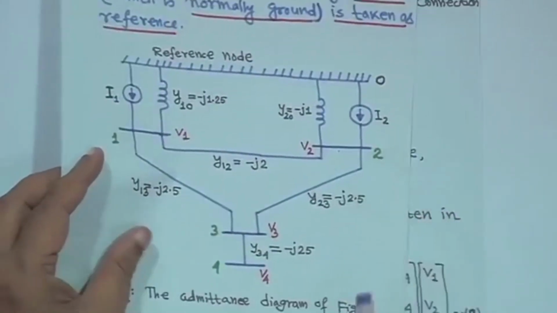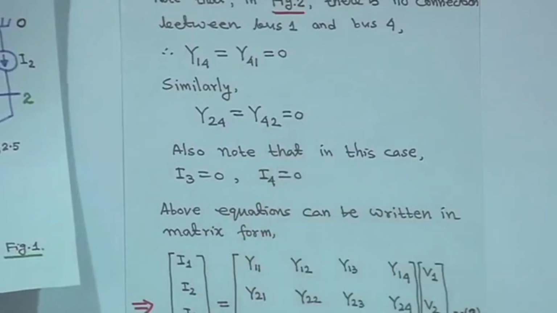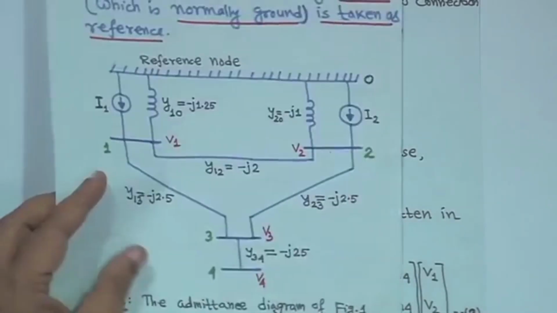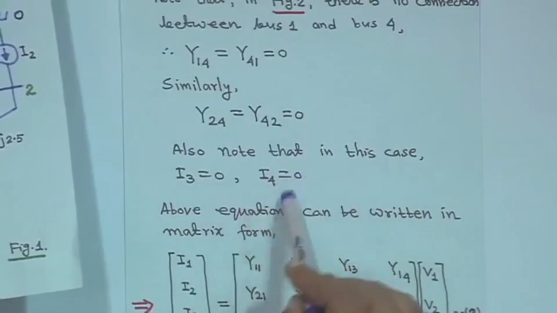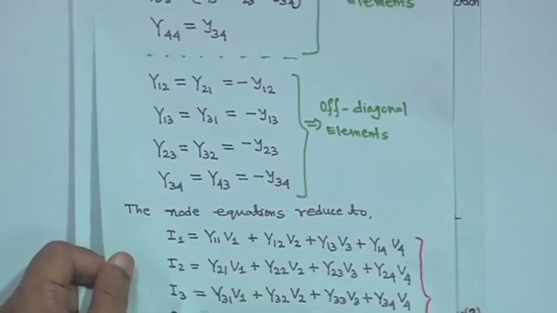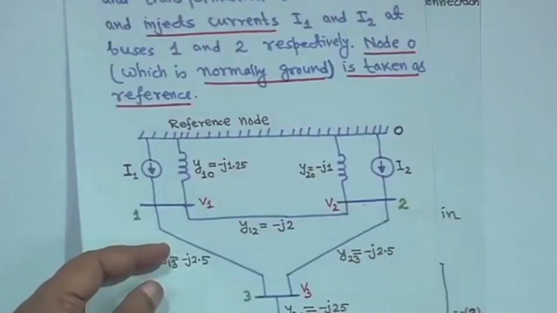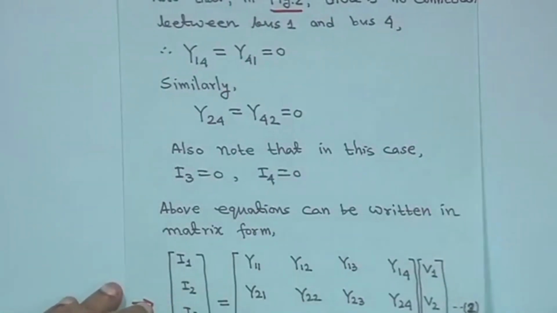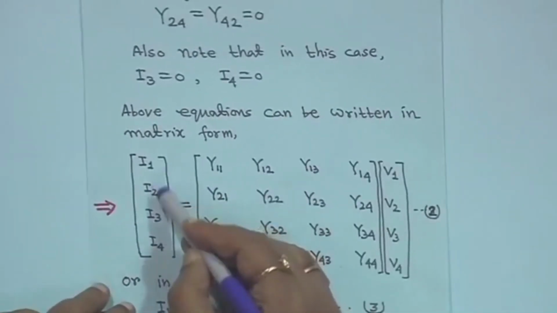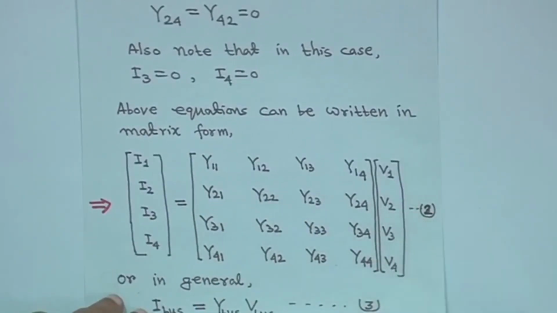Similarly, there is no connection between 2 and 4, right, that is why y42 will be 0, and at this node I3 and I4 are 0. Also note that in this case I3 and I4 are 0. So, in this equation I3 and I4 will be 0 and the other two elements of y, as I told you, will also be 0, right. But for the sake of mathematics and completeness, we have to make this equation: I1, I2, I3, I4 is equal to the y matrix times V1, V2, V3, V4, right.